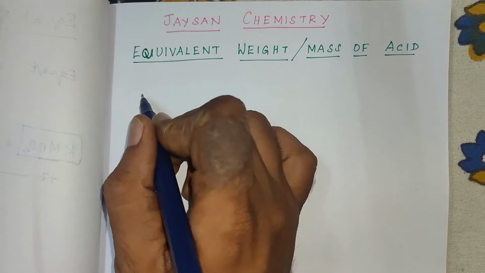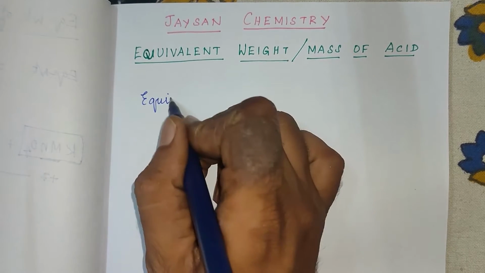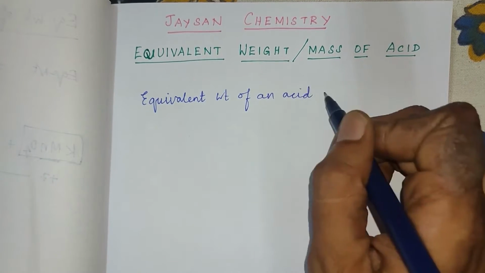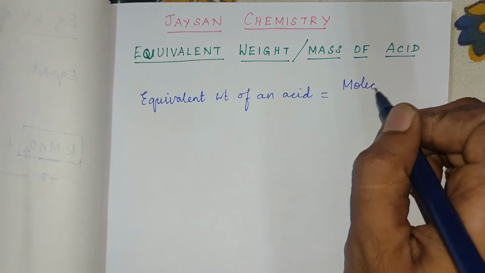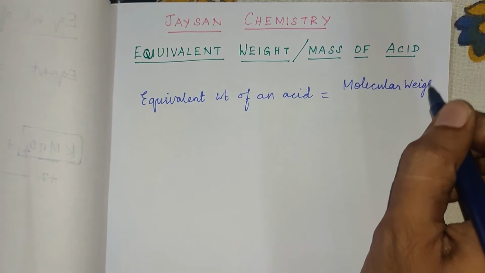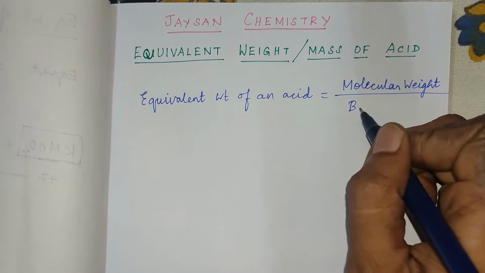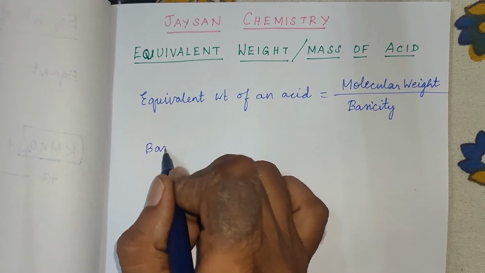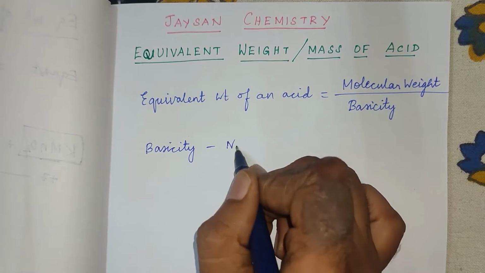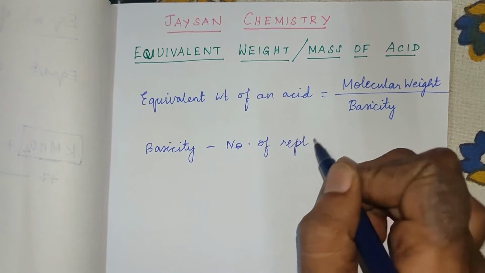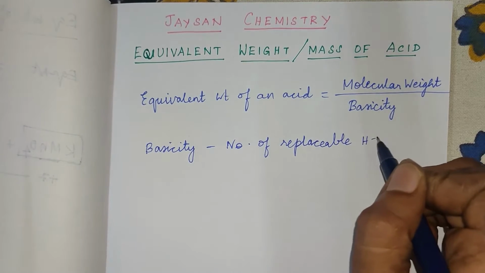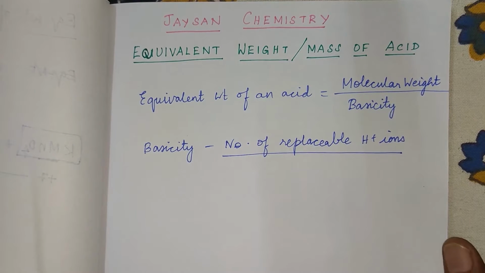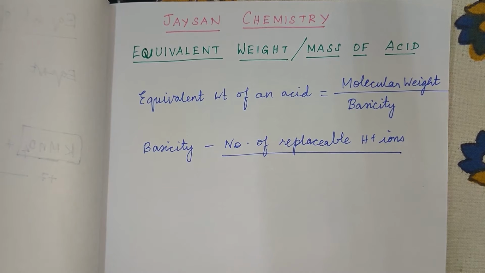What is the formula for equivalent weight of an acid? Equivalent weight of an acid is given by this formula, which is equal to molecular weight divided by its basicity. For an acid, it is going to be basicity. Now, let us learn what is basicity. Basicity is the number of replaceable H plus ions present in an acid, right? The number of hydrogen present in an acid is different from the number of replaceable H plus ions that we are going to learn here.